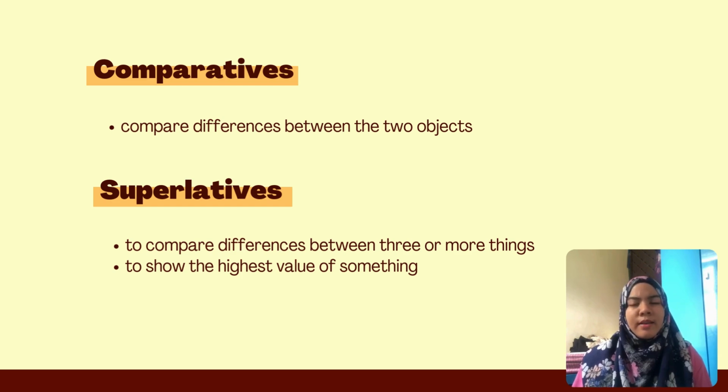However, if we add another animal, for example, an elephant, then we are going to say that the elephant is the biggest animal compared with the cat and also the cow.